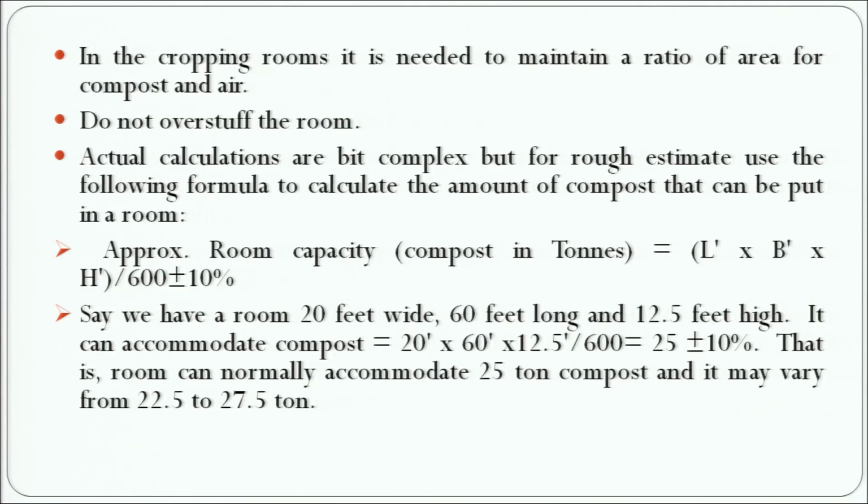Approximately, room capacity in tons of compost should be like this. Say we have a room of 20 feet wide, 60 feet long, 12.5 feet high. A room like that can normally accommodate 25 tons of compost, and it may vary from 22.5 to 27.5 tons in a particular room.